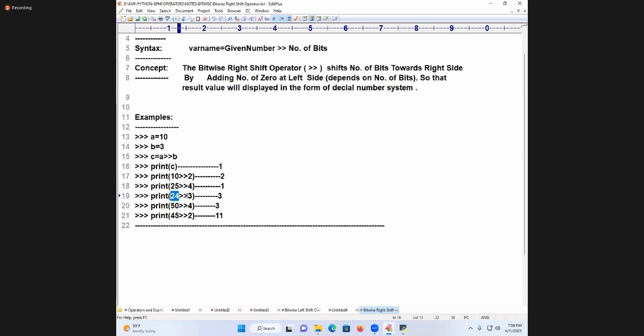Answer is 1. 24 >> 3 is 24 by 2 cube, 8; 24 by 8 is 3. 50 >> 4 is 50 by 16, which is 3. 45 >> 2 is 45 by 2 square, 4; 45 by 4, what is that? 4 11s are 44, so 11 is the answer. Understood? This is very, very simple, students.